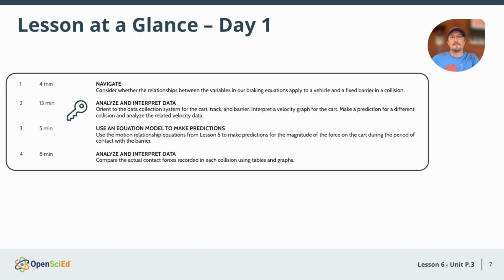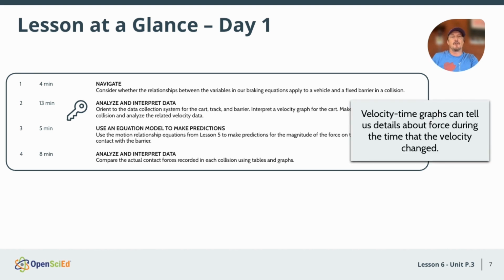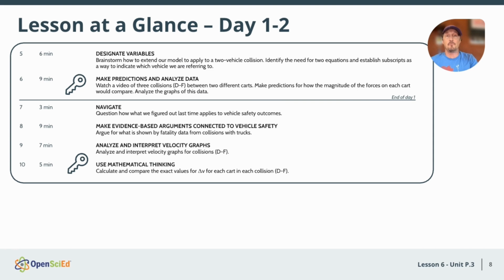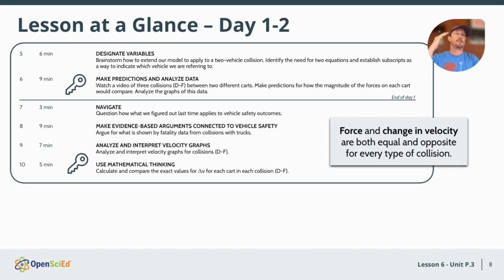First, we start by defining velocity as speed with direction, and we study velocity graphs of a collision on a video as a way to understand these collisions. So we figure out that velocity time graphs can tell us details about force actually during the time that the velocity changed. Then we study videos again of a collision between 2 carts. So instead of a car hitting a wall, we imagine what if 2 cars hit each other? And we figure out that force and change in velocity are both equal and opposite for every type of collision that we test.